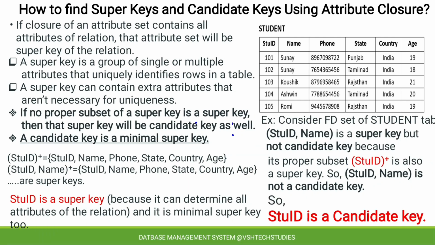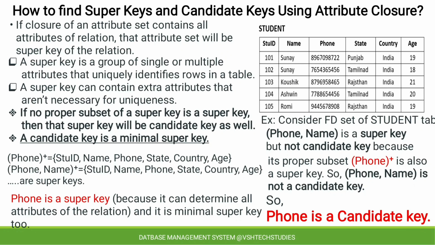This is how using attribute closure we have found first super keys. From that, minimal super key becomes candidate key. One candidate key is student ID. Then another candidate key is phone attribute. So this table has two candidate keys. One is student ID, another is phone attribute. Now out of these two, primary key will be chosen.